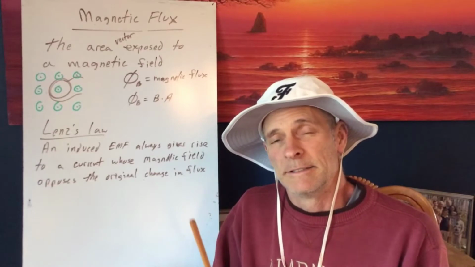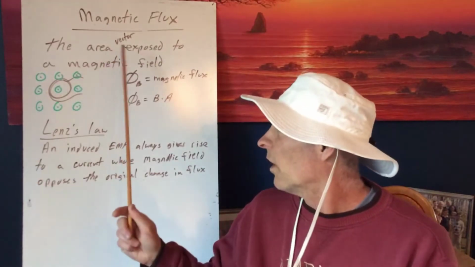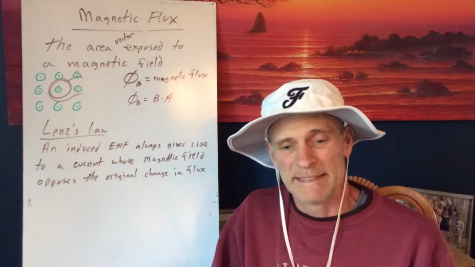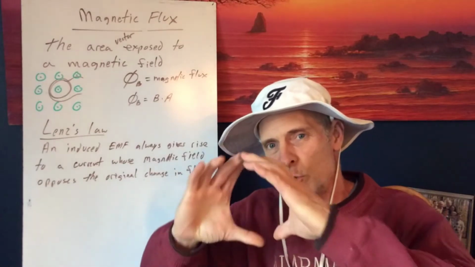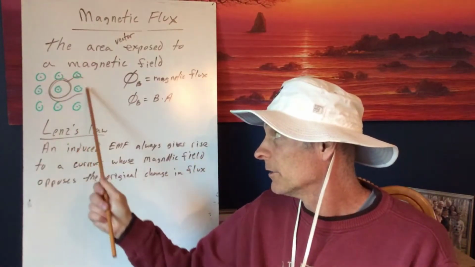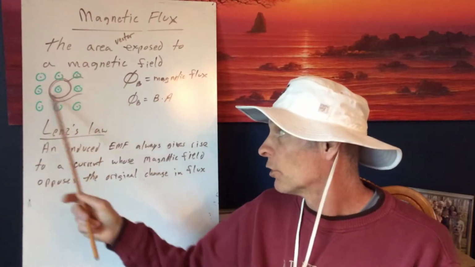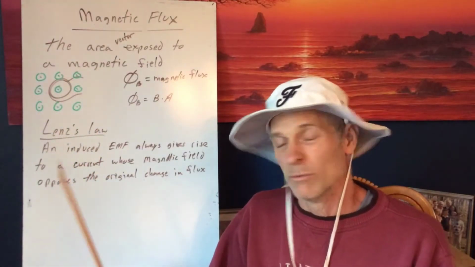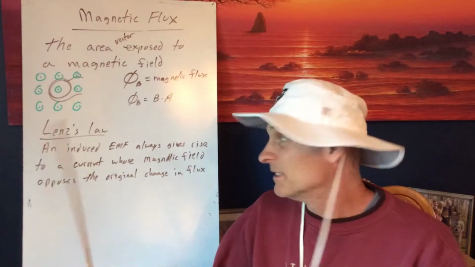Okay guys, I just have a quick example. First of all, the area exposed to the magnetic field. If I have a coil of wire, let's say this coil of wire right here, here are the two ends of the wire. Here's the coil. That coil will have an area exposed to this magnetic field.